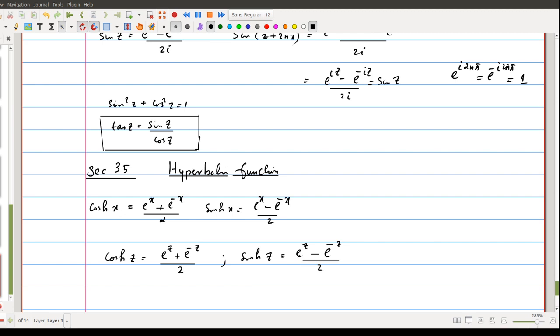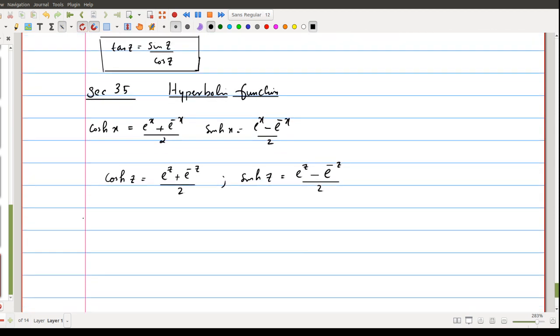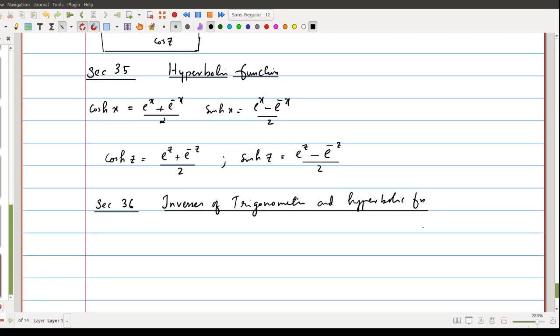Now we move on to section 36, which is a very important section. In this section we discuss the inverses of trigonometric and hyperbolic functions. So here we have some problems.